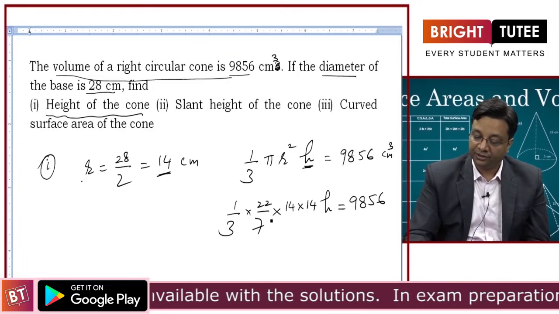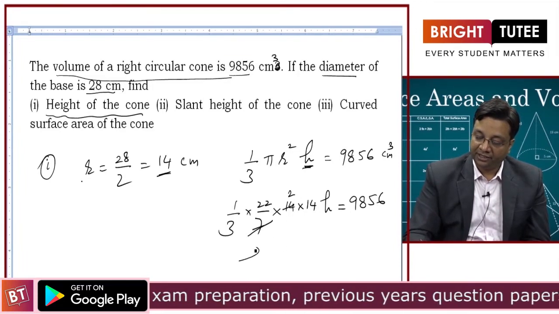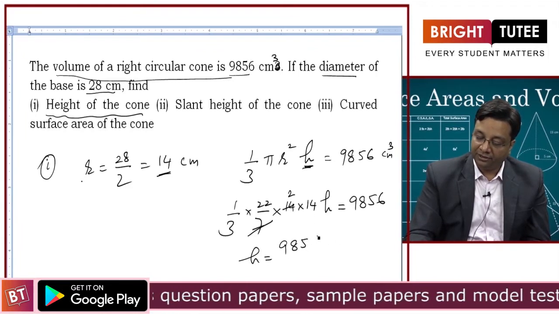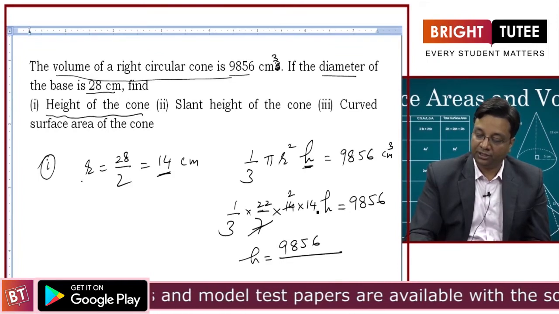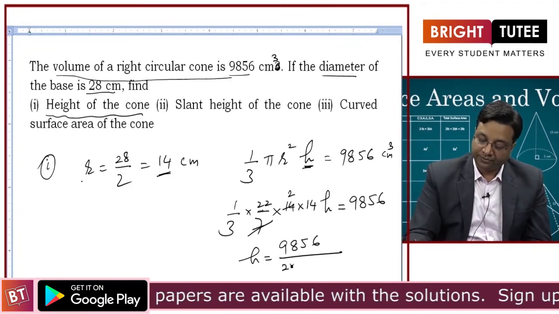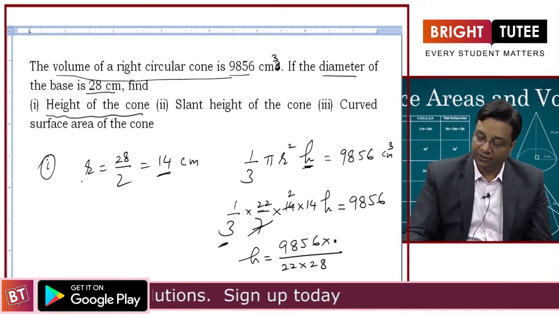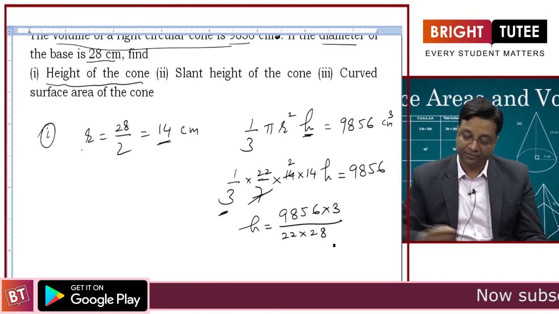Okay, so 7 into 2 is 14, h is equal to 9856 divided by, this is 22, this is 14 into 2, 28. 22 into 28, and 3 will go in the numerator. This is the calculation left.